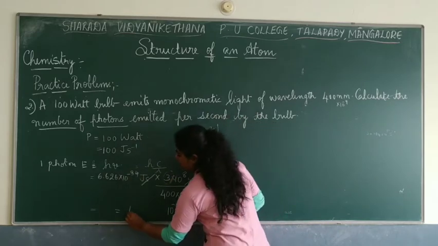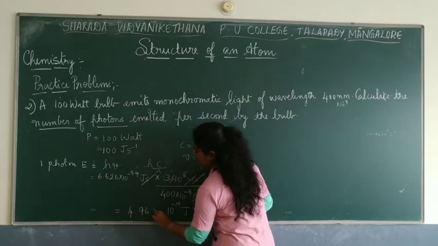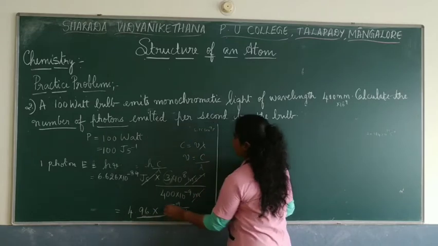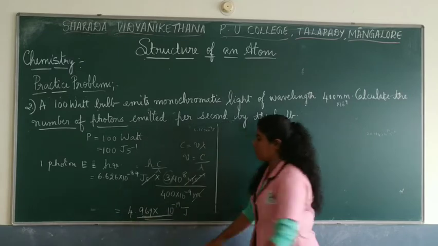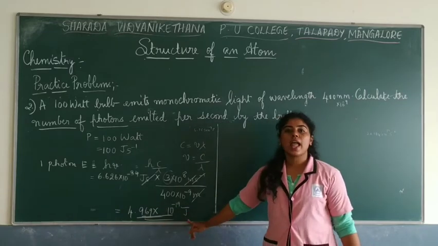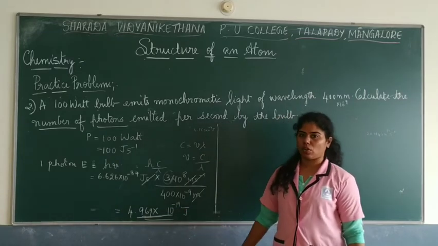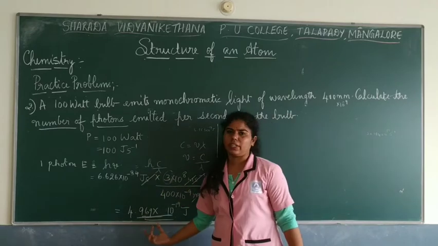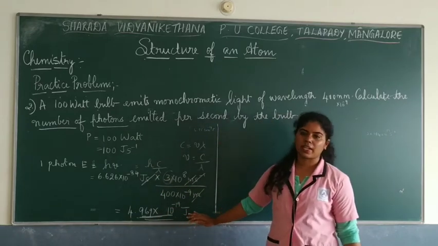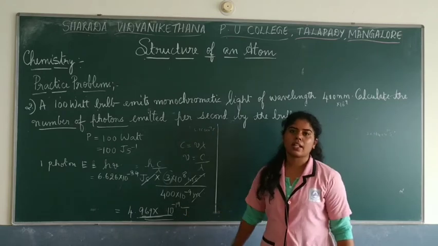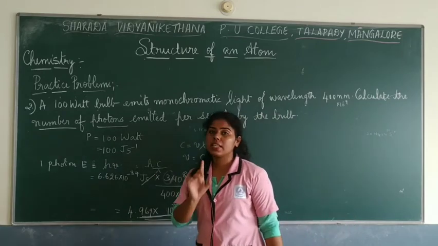So you get 4.96 into 10 to the power minus 19, 4.969 something like this. So this would be the energy of one single photon. You can simplify it slowly, no worries. So here 4.969 into 10 to the power minus 19 joules you have got. That's the energy of one single photon.